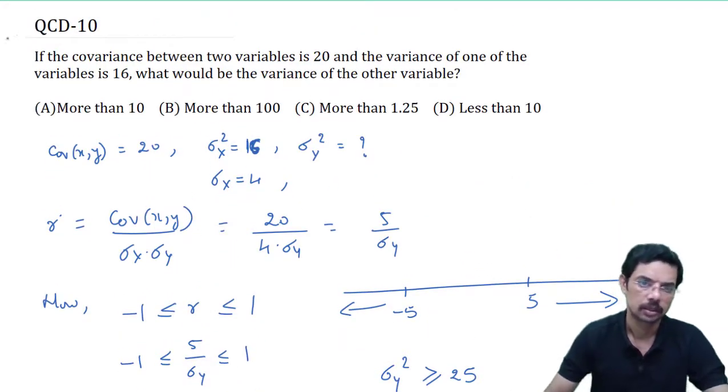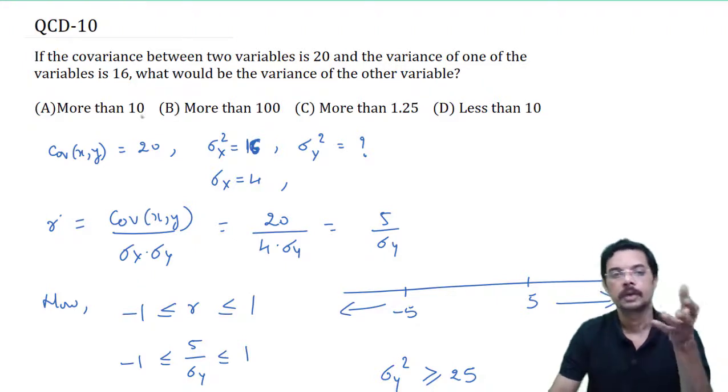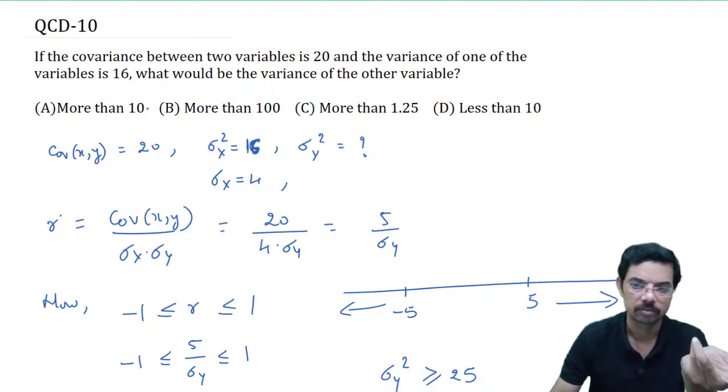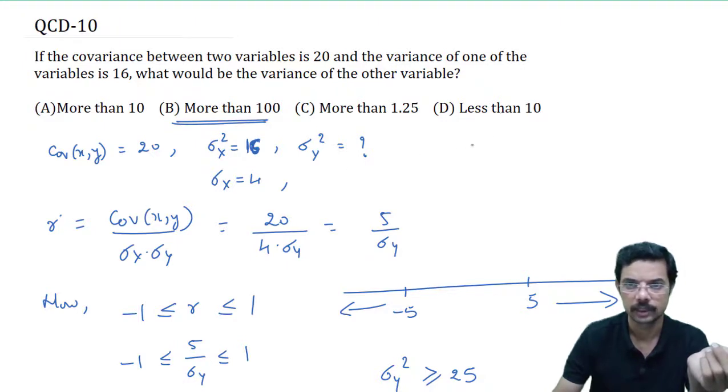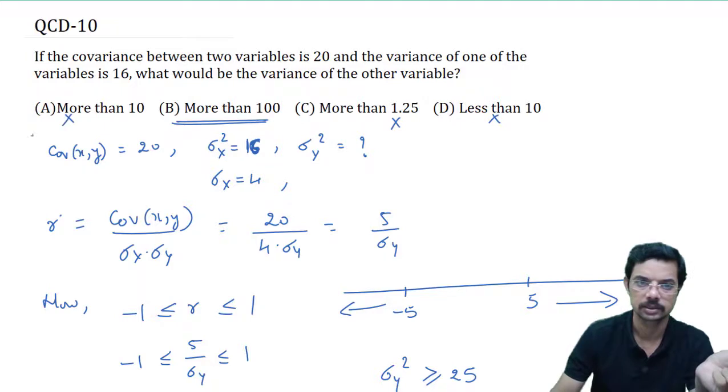So look at the question. More than 10, no, because we can have say 11, but 11 cannot be the variance. So the most appropriate answer here will be more than 100? Neither this nor this. Less than 10 is not possible. So variance is greater than or equal to 25. More than 1.25 is also not possible, because there are many values less than 25. So this is also not the correct answer.